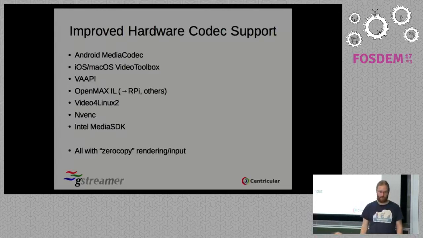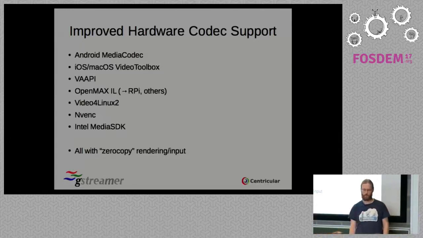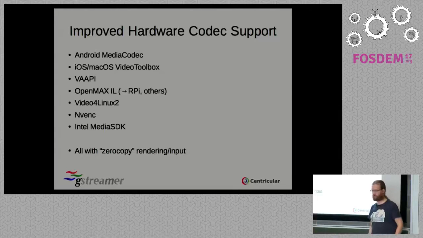Then a big thing that happened is improved hardware codec support. We always had that to some degree, but nowadays it really works more or less out of the box. You don't have to do anything special in your applications anymore. If you have hardware codecs in your device, you can just use them and they can be used transparently, including stuff like zero-copy rendering or input for encoders. And it's working quite efficiently. So right now we are supporting all these APIs listed here, so basically all the major platforms are covered.